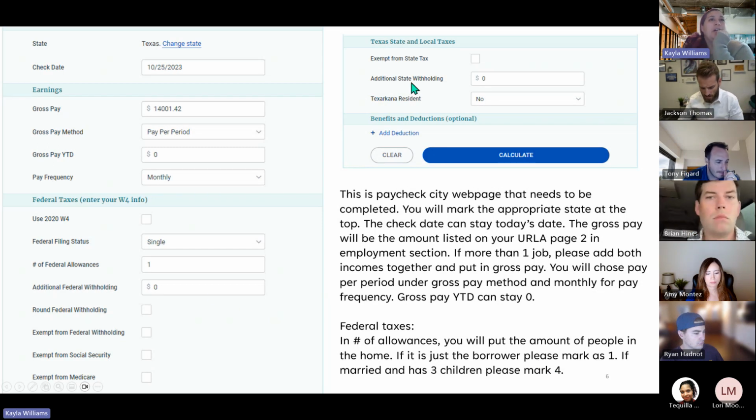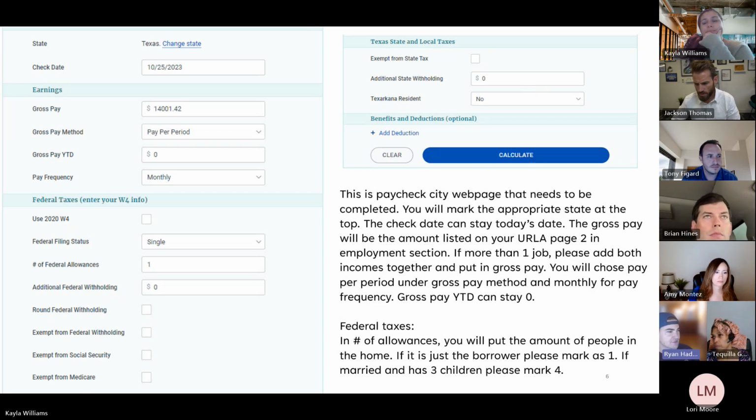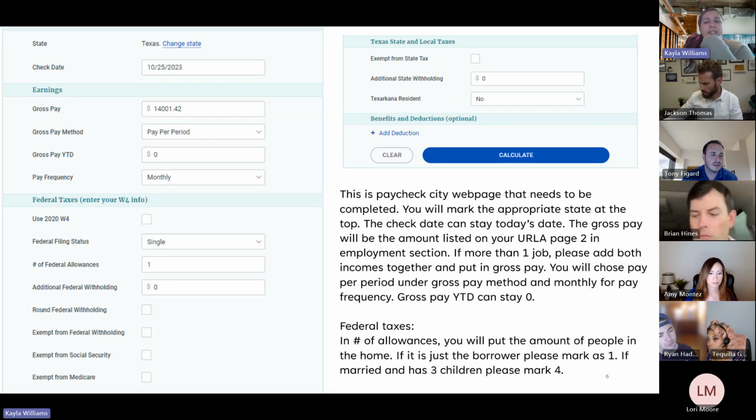Texas obviously doesn't have any state taxes, but you would do the same thing here. And then hit calculate. Now, that exempt from state tax box, you would mark that? No, you just leave it blank because there's no state tax, depending on what state you're in. If there were state taxes, but the borrower is exempt from paying them for some reason, then you'd mark it. Okay, gotcha.